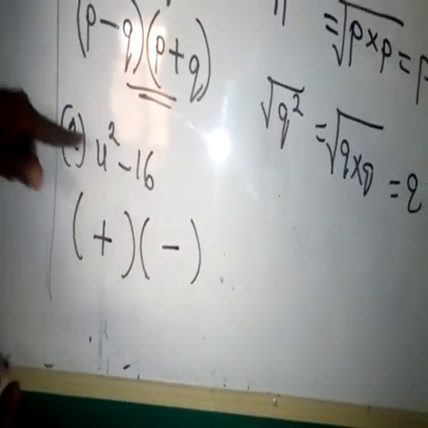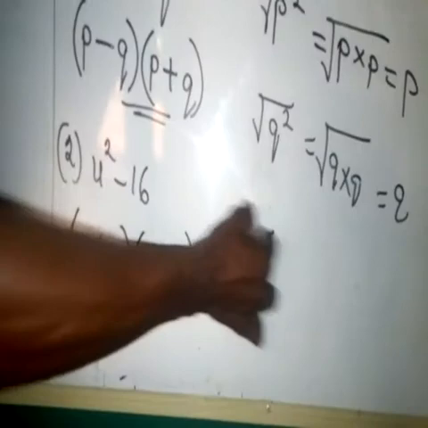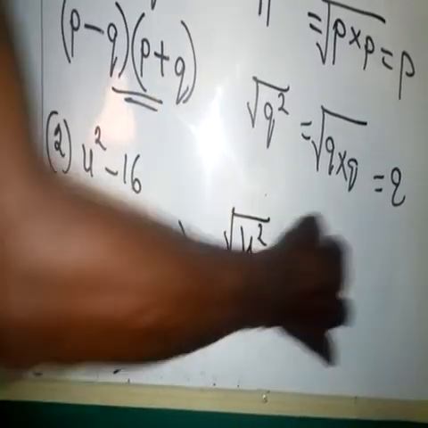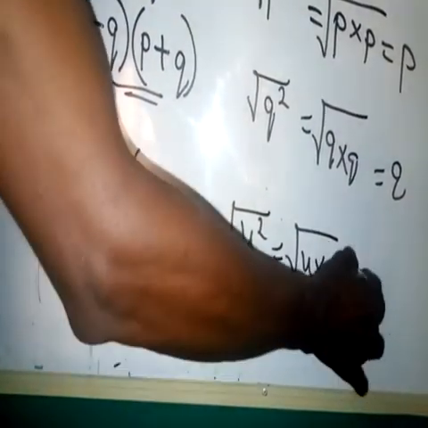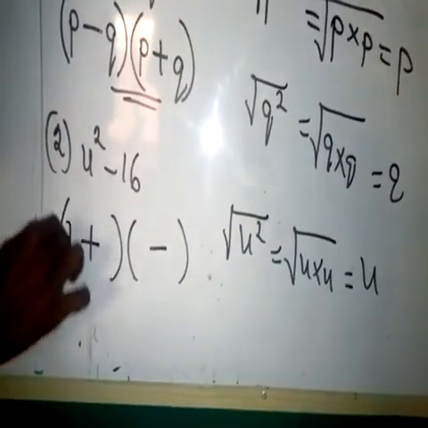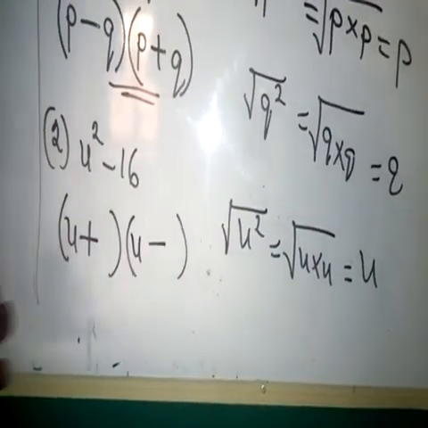Then the next thing, pick each value. The square root of U square. That's what? U times U, which is what? You pick 1. So you place U in this bracket and the other one in this bracket.